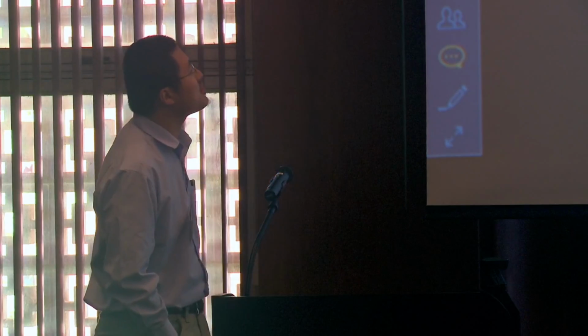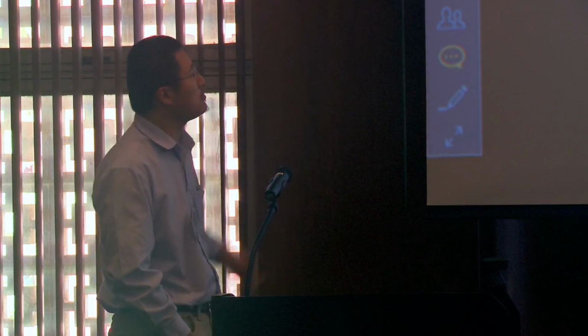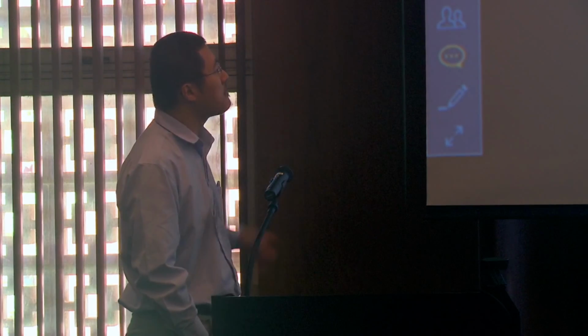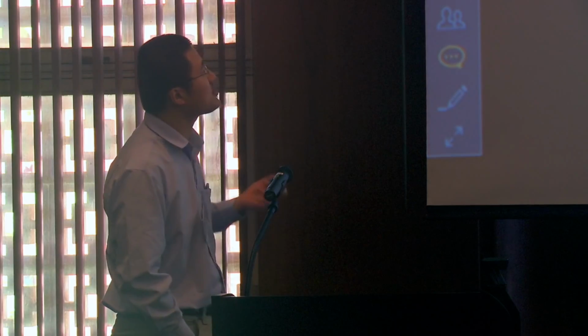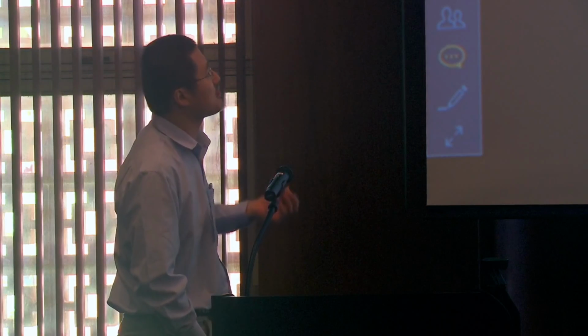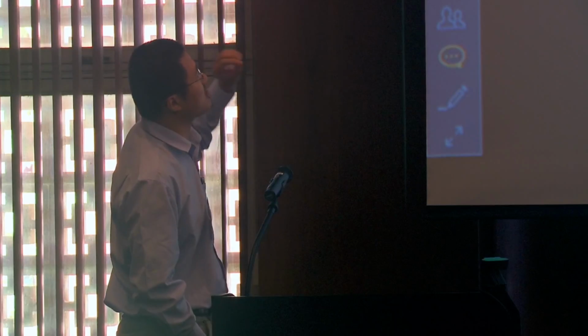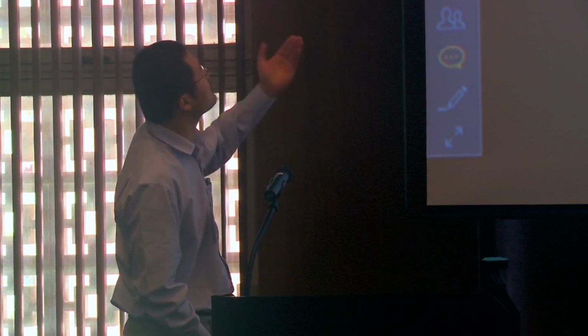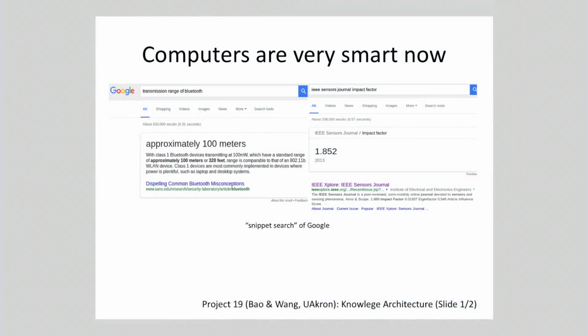Today the search engine can be really smart. For example, Google released a feature in 2015 called snippet search. The snippet search can directly give you the answers to your questions, extracted from the web page. For example, if you ask Google, what's the transmission range of Bluetooth? Google can directly locate a web page, and you can see the highlighted phrase saying it's approximately 100 meters or 328 feet, and it shows me the result, approximately 100 meters.